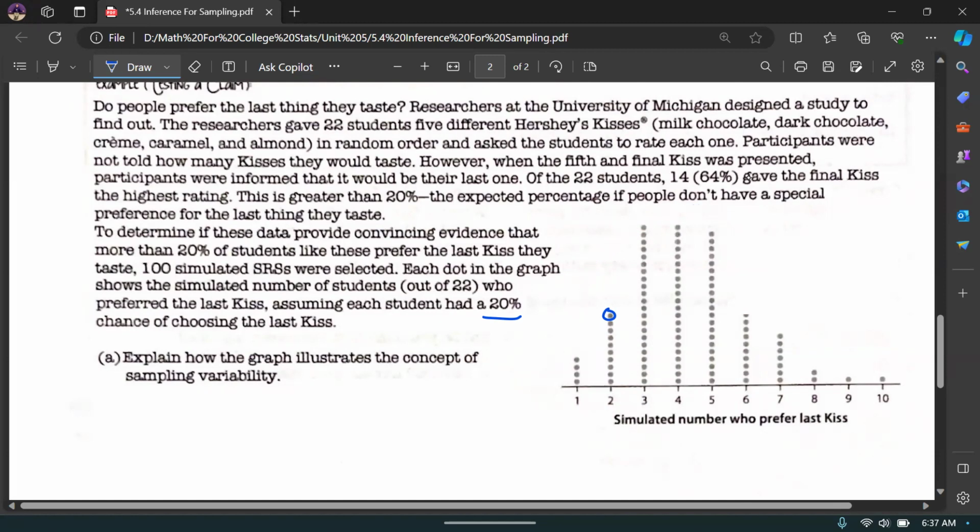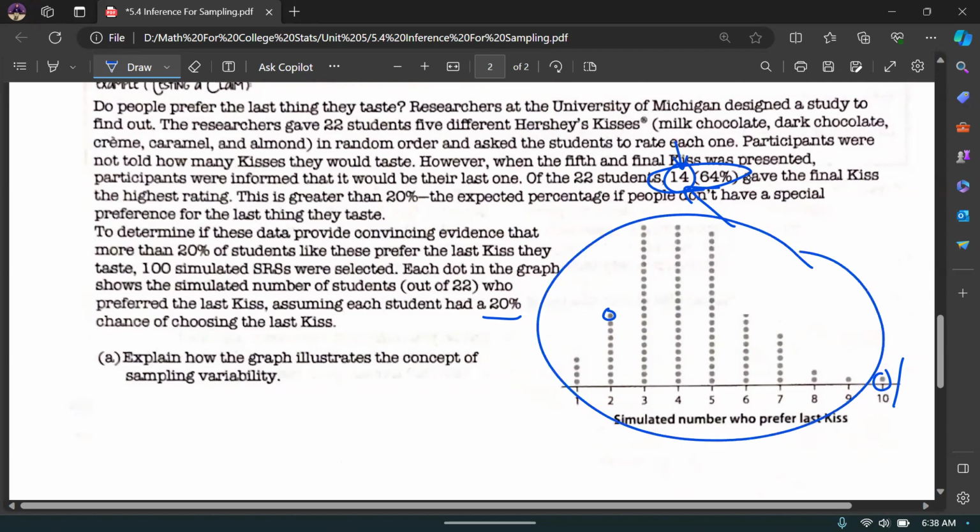But what we noticed in the actual trial that we did was 14 out of 22 students preferred the last kiss. And you're going to notice here that we have one trial where it randomly gave us 10 out of 22 students choosing the last kiss. Again, that was random, where it's a 20% chance that it would be the last one every time, and 10 of 22 got it. But as you can see, none of the simulated trials got above 10. But our one single real life trial was 14, which tells us that that is significant, right? That was not done by random chance, because all of these ones were done by random chance, and not a single one came even close to 14.